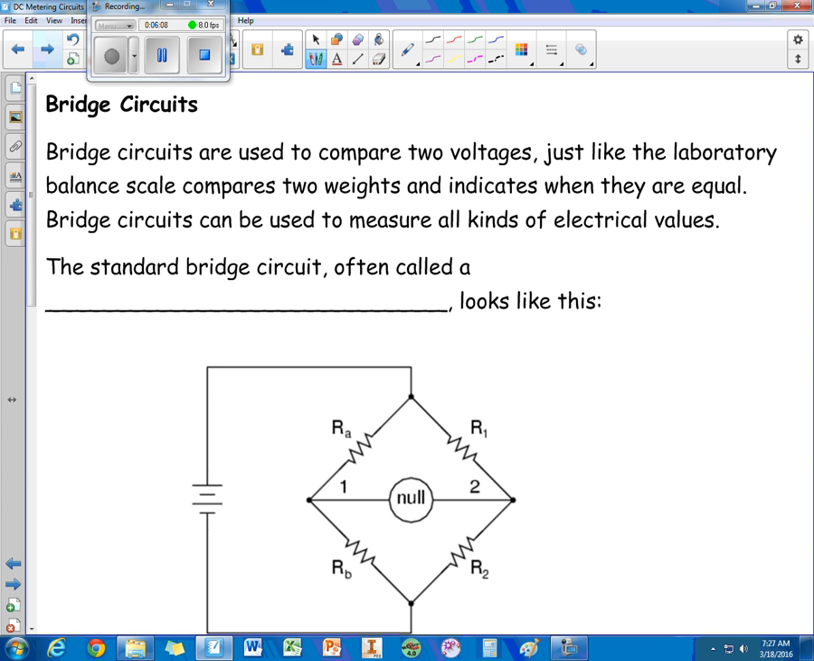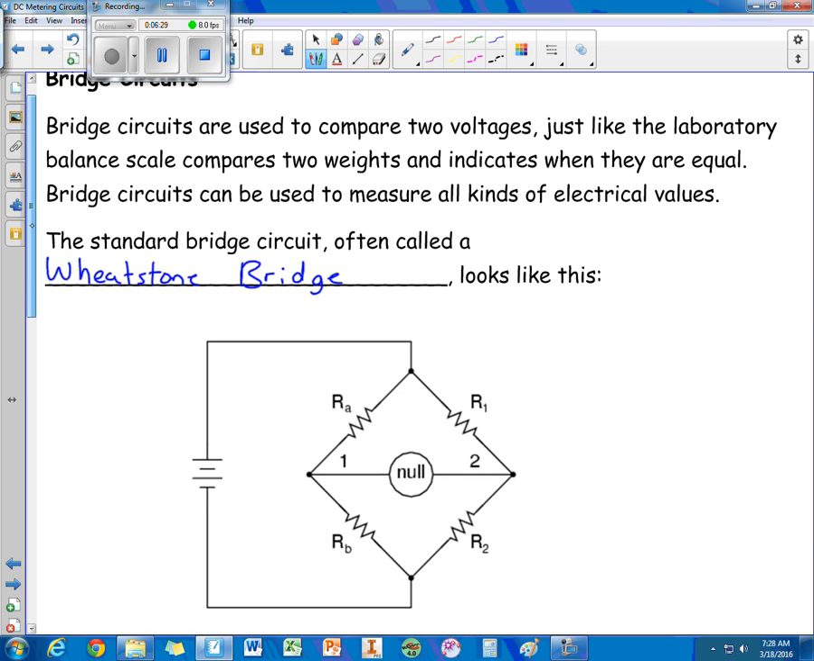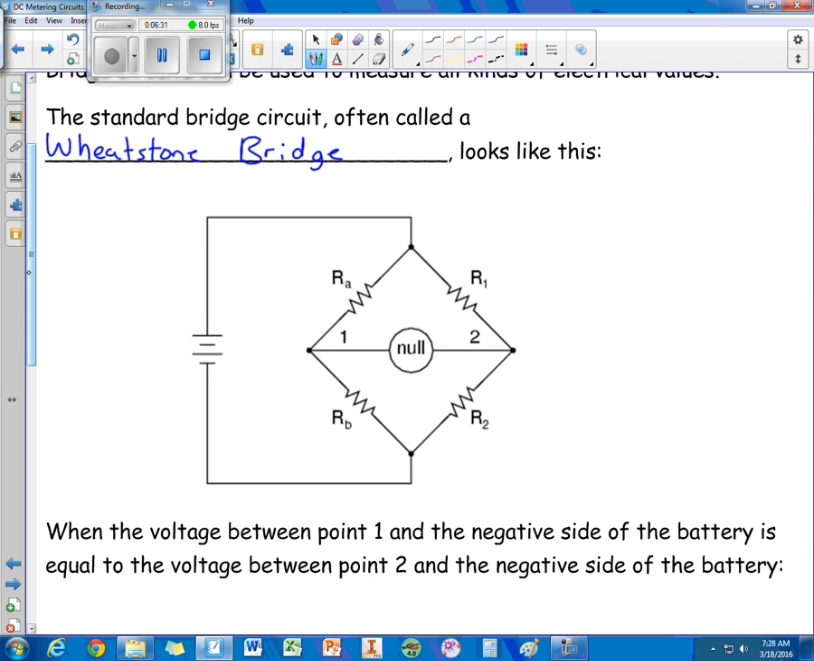Bridge circuits can be used to measure all kinds of electrical values, but we're going to basically focus on resistance. The standard bridge is called a Wheatstone bridge. And what it looks like is this diagram right here, where we have a power supply and 4 different resistors. We have 2 points that we're concerned about, point 1 and point 2.